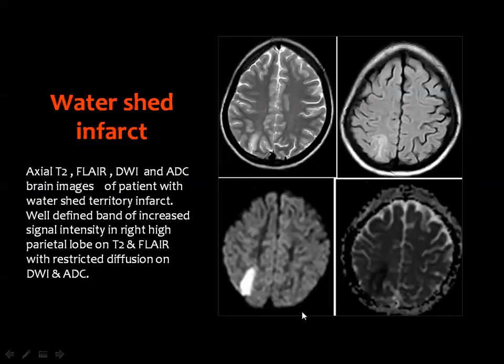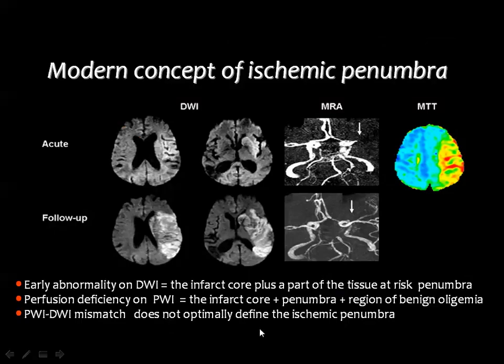Then infarction, whether it is in the watershed area, the area between vascular territories, or in the vascular territory itself, will show the same. It will appear of low signal in the T1, high in the T2 and the FLAIR, with restricted diffusion if it is an acute infarction. And there are some modern concepts about the difference between the ischemic area and the surrounding area with decreased perfusion, what's known as the area at risk or the penumbra.